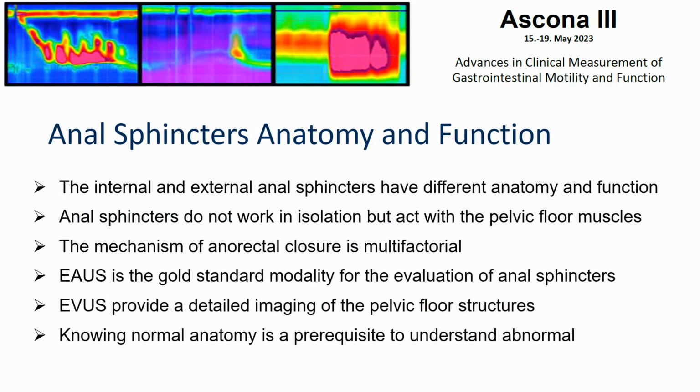In conclusion, anal sphincter anatomy and function. The internal and external anal sphincter have different anatomy and functionality. Anal sphincters do not work in isolation, but act with the pelvic floor muscles. The mechanism of anorectal closure is multifactorial, and anal ultrasound is the gold standard modality for the evaluation of anal sphincters. And vaginal ultrasound provides detailed imaging of the pelvic floor structures.